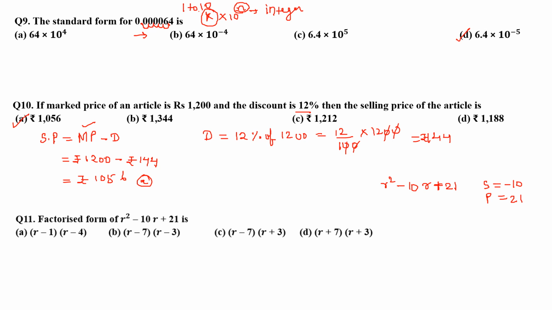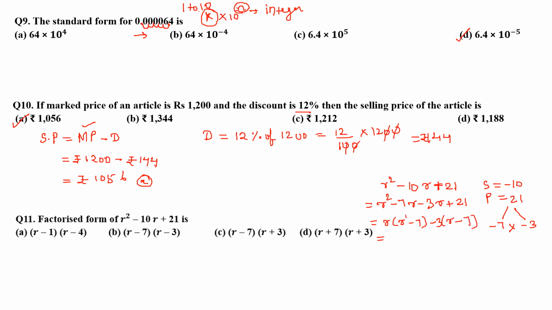So from here, you have to find out two numbers whose product will give you 21 and their sum is minus 10. So minus 7 and minus 3. If you multiply these two, you will get 21, and if you add, you will get minus 10. So now I'm going to split here 10r as minus 7r minus 3r plus 21. Now you can take r common, so it will be r minus 7 and minus 3 r minus 7.